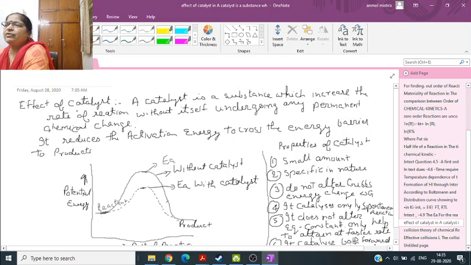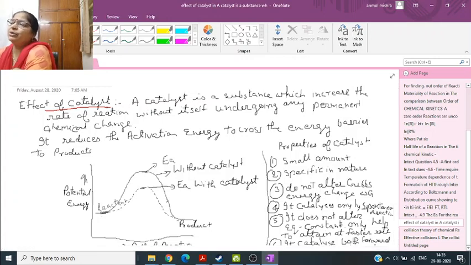Next is the effect of catalyst. We have studied even in lower classes that a catalyst is a chemical substance which generally, we talk about positive only, otherwise it may decrease also, but the positive way. A catalyst is a substance which increases the rate of a reaction without itself undergoing any permanent chemical change. It means it is not consumed itself but increases the rate of the chemical reaction. It lowers the activation energy so that the reactants cross the energy barrier with less energy and change into product.